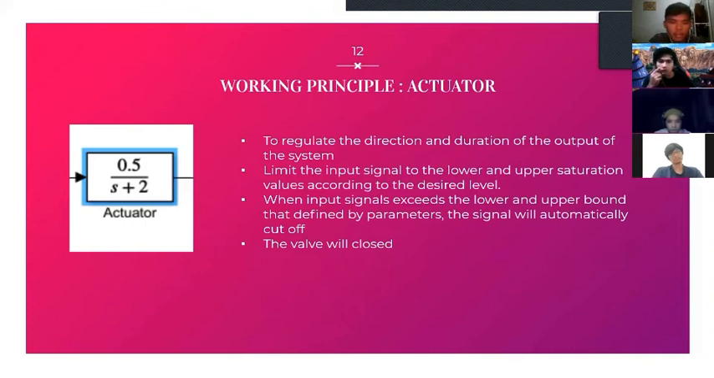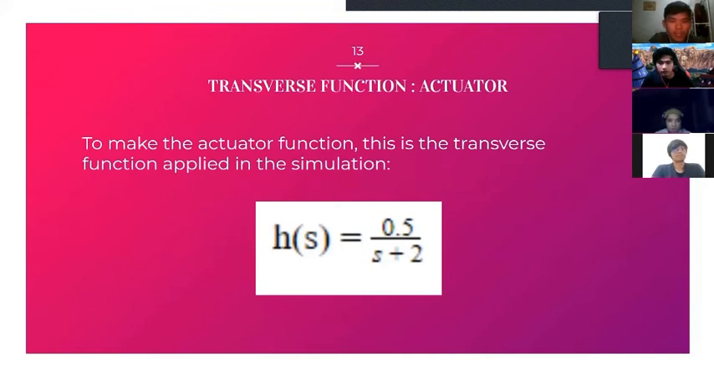So the valve will close. As you can see in the figure, that is the block diagram of the actuator. So next. In order to make the actuator function, this is the transfer function that will be applied in the simulation, which is H(s) equal to 0.5 divided by s plus 2. Okay, that's all from me.